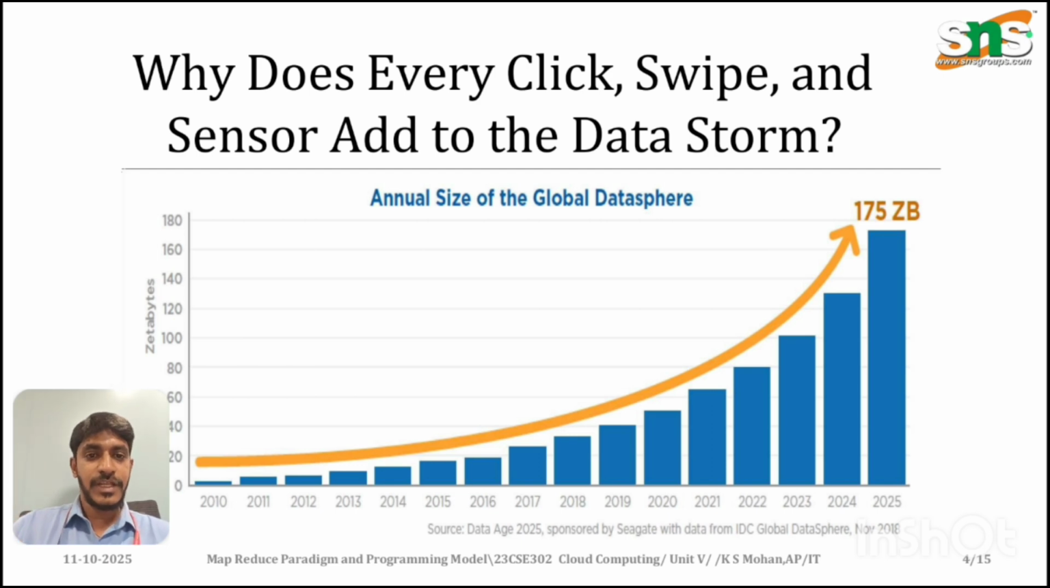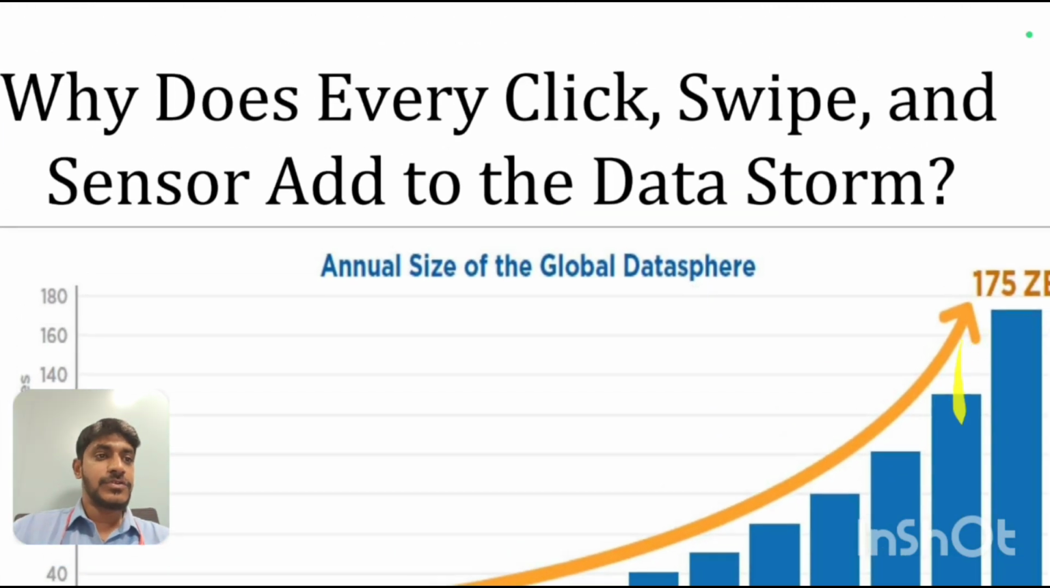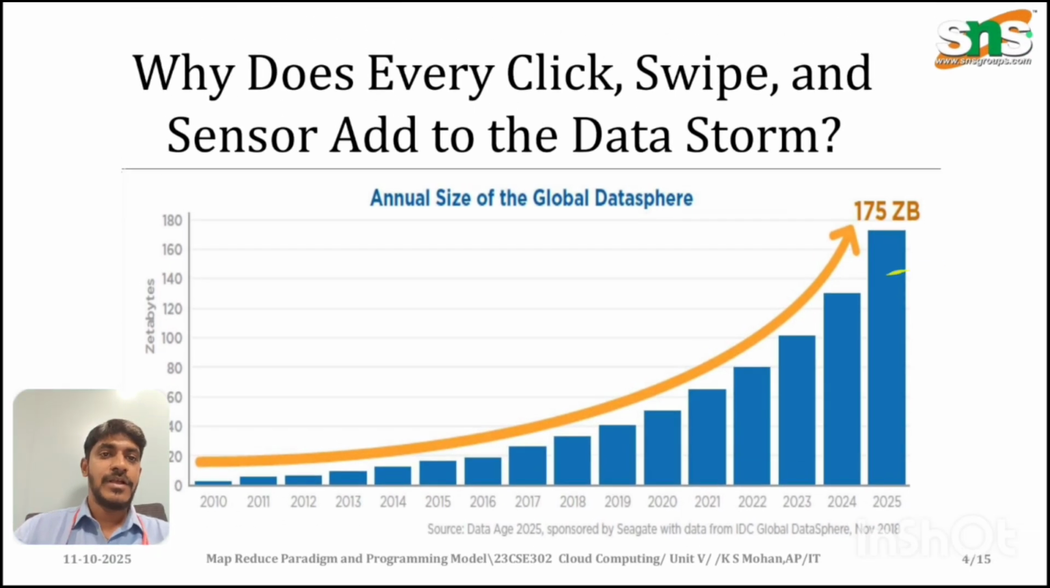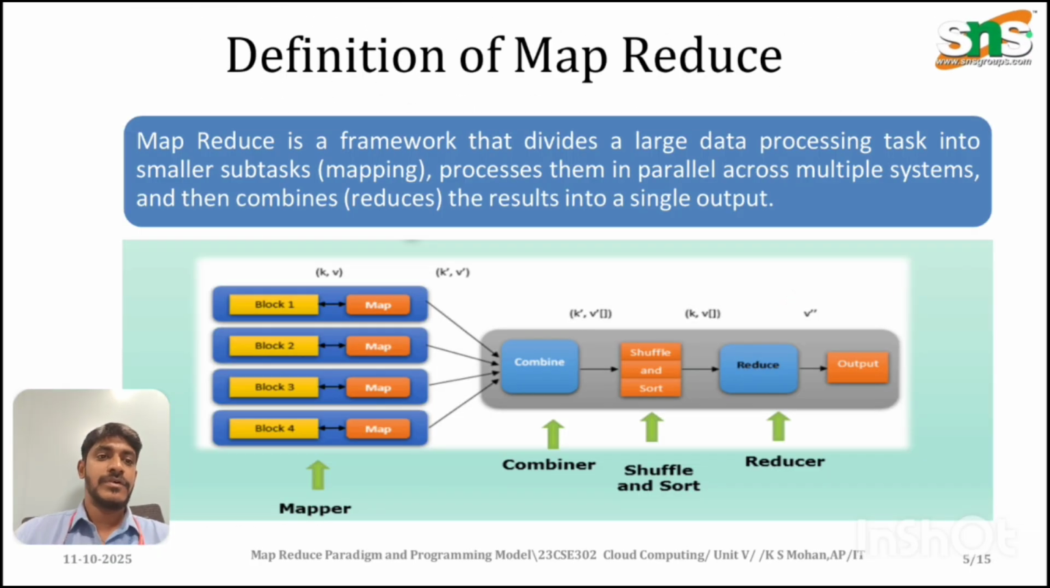From the year 2010, the zettabytes are very minimal, from 0 to 20. In 2011, 12 and 15 it rises to 20 zettabytes, and by the year 2020 it rises to 50 or 60. In 2023 we reach 100 zettabytes. In 2025 we can see on the screen 175 zettabytes, the increased annual size of the global data sphere.